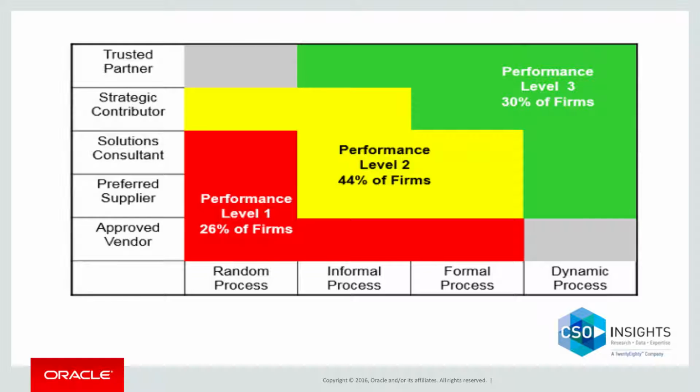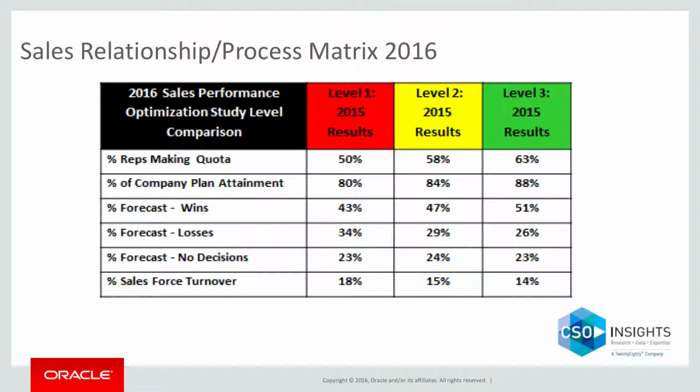So here's the data. Just so you don't think this is a pet theory or a favorite thing that we're trotting out here. We've been now tracking this for nearly a decade, and the data are completely consistent that as you move over and up, things get better. And I mentioned there are 4 metrics that we use to define the 3 process levels, and here they are. The percentage of reps meeting or beating quota, you can see ranges from 50 to 58 to 63%. The percentage of company plan attainment, revenue attainment for the year, 80 versus 88%.